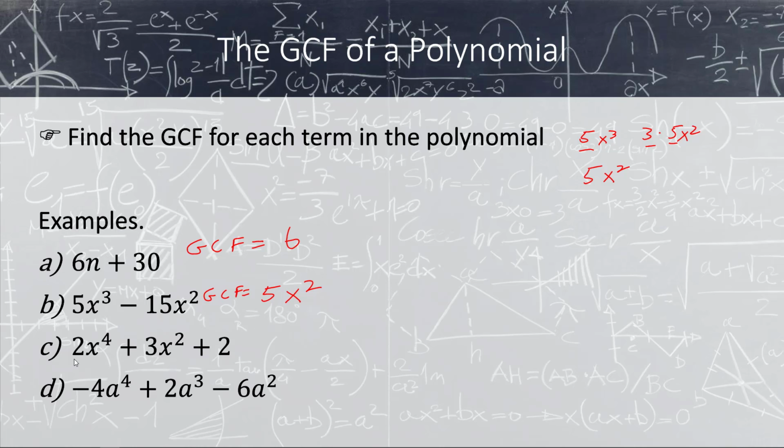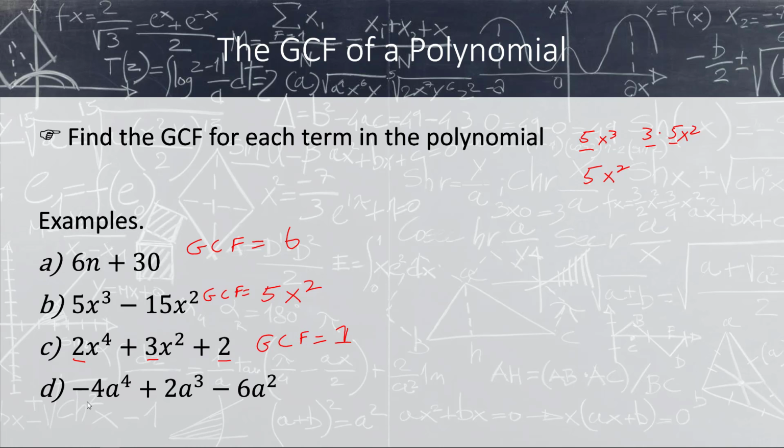Now notice here we have a 2, we have a 3, and we have a 2. They are prime numbers, so we don't have to do any more prime factorization, but they are different. As a consequence, these do not have any factors in common with the exception of one, the universal factor, which happens to be 1. So the greatest common factor here is 1.